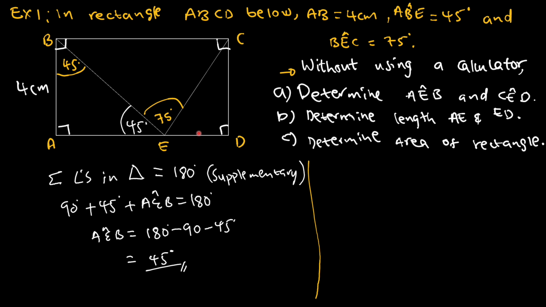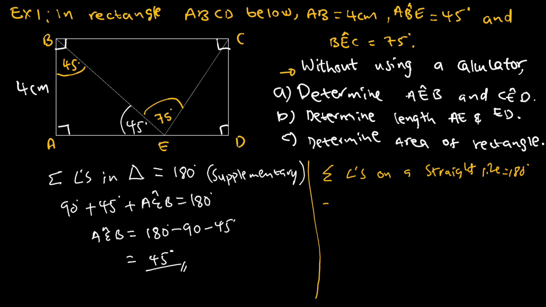CED, we need that angle, right? One thing you need to note is that the sum of angles on a straight line is equal to 180 degrees. Or you can say that they are supplementary. Okay, let's move on. So what do we have?